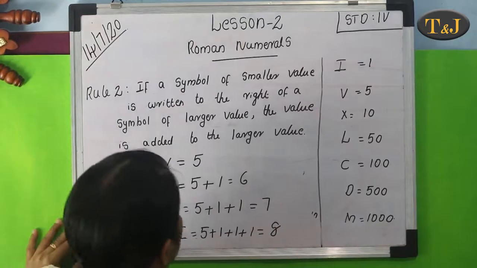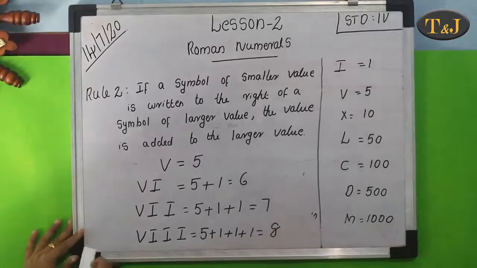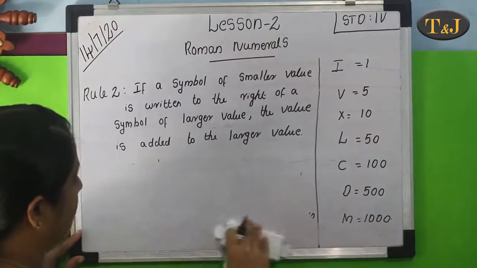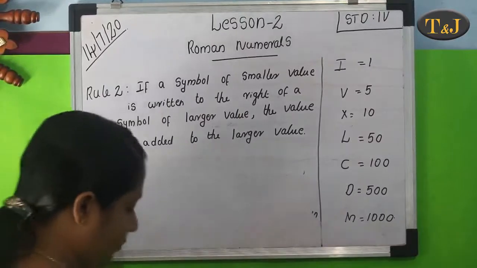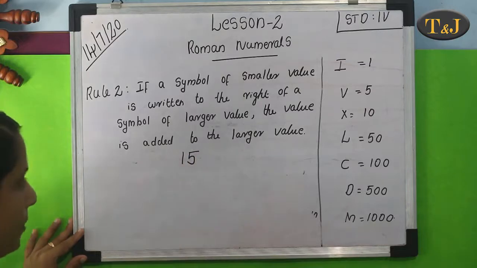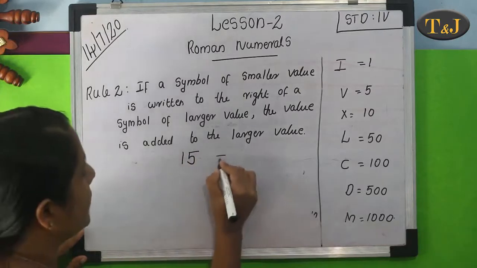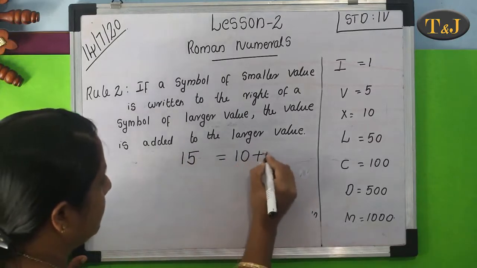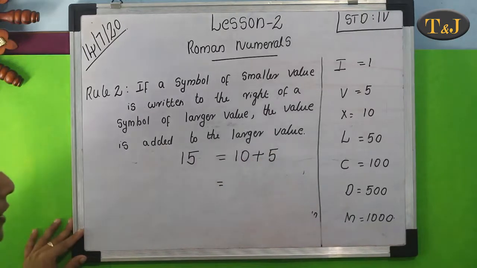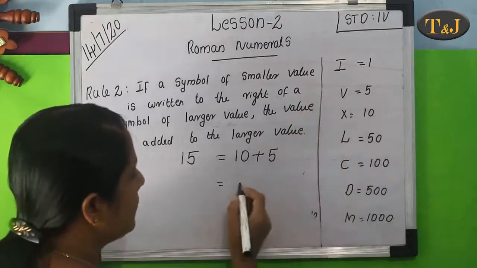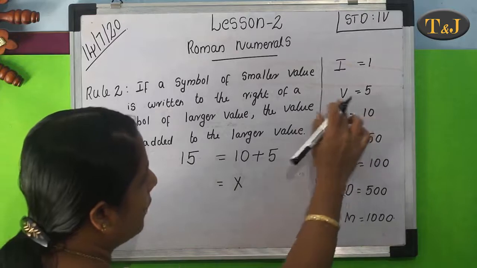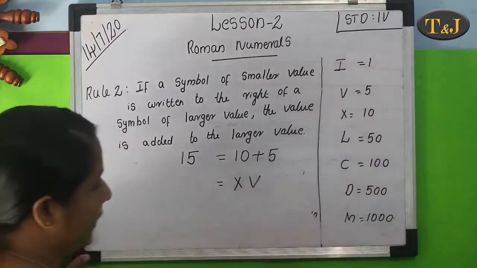Next we want the number 15. How can we write the number 15? Actually 15 means 10 plus 5. We know that the Roman numeral of 10 equals X. So we write X, and the Roman numeral of 5 is V. So we write XV. Okay.